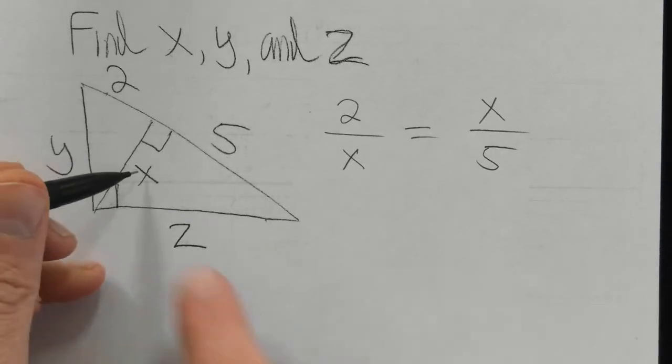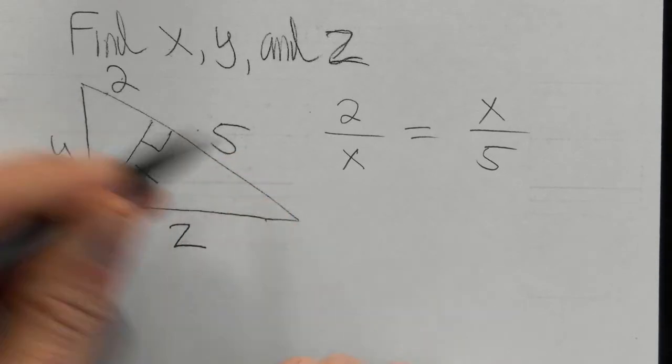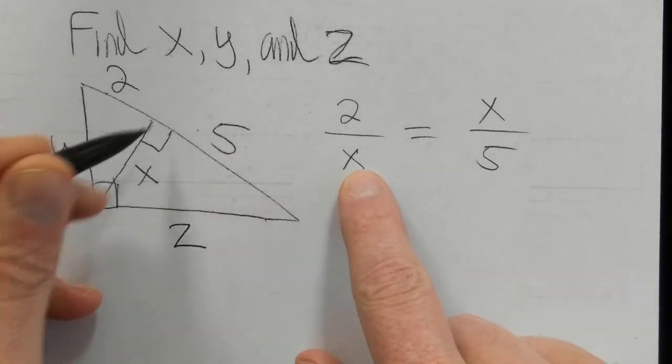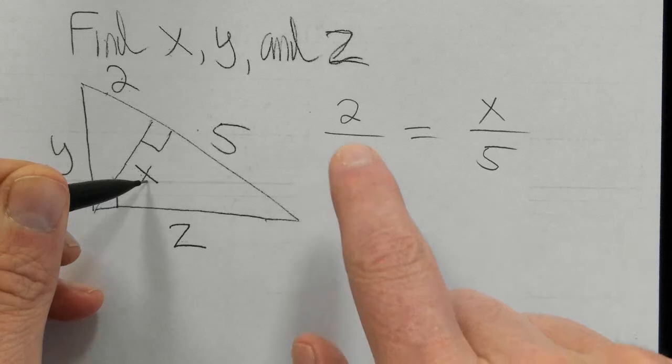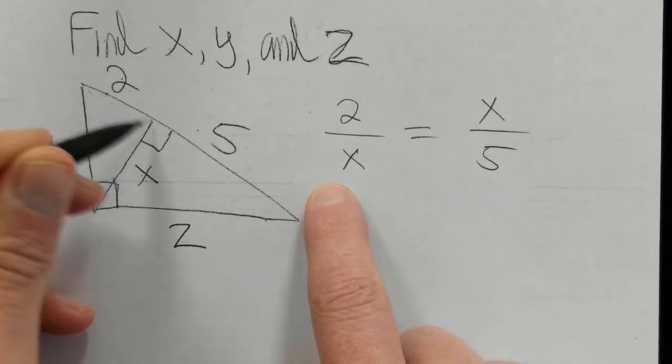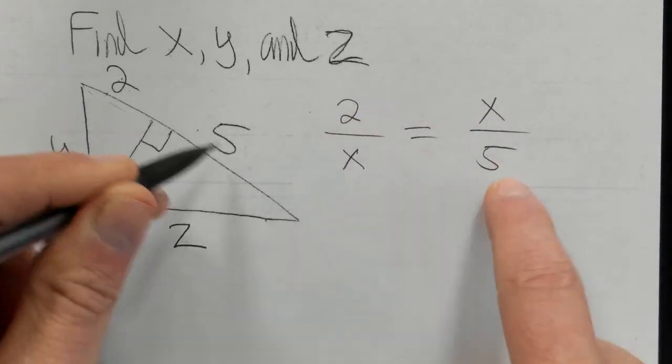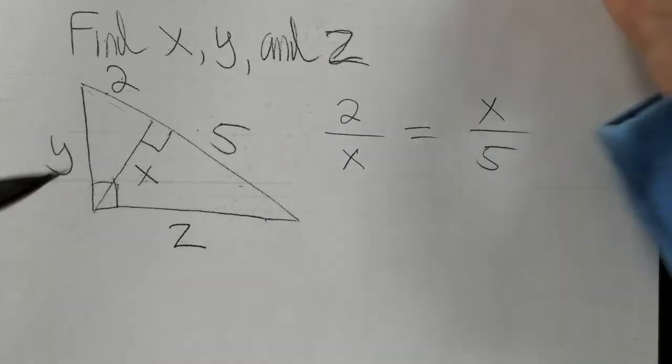So once you've got this set up, it's just a matter now of solving for x. And again, just as long as you put the three pieces in the right place, you're good. Whatever the altitude is goes here and here. Whatever this first piece of the hypotenuse is goes here. The second piece goes here. And now let's solve it. How do we do it?